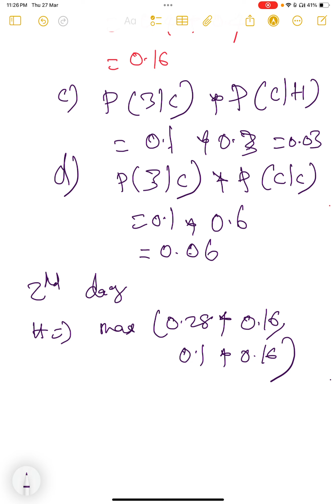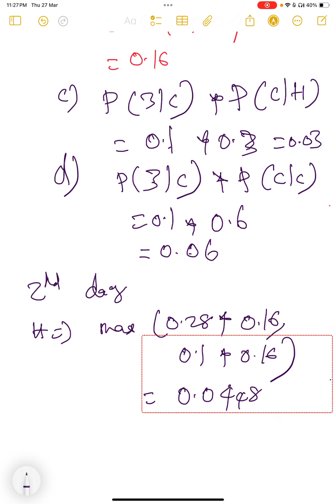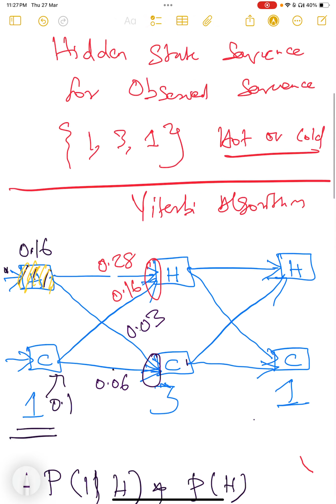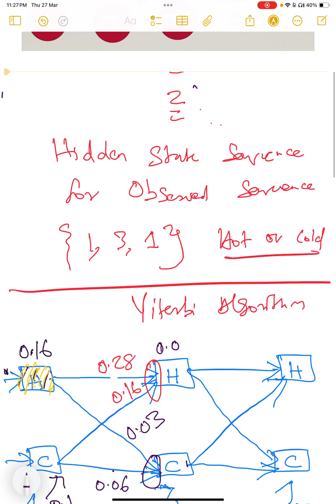0.28 into 0.16 is 0.0448. 0.1 into 0.16 is going to be 0.016. So it should be 0.0448 only. It should be 0.0448. This should be the answer for this.